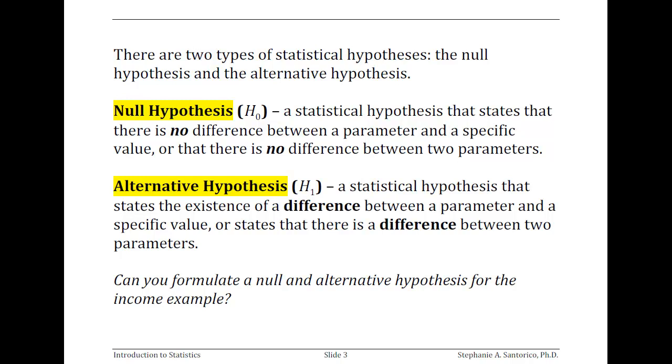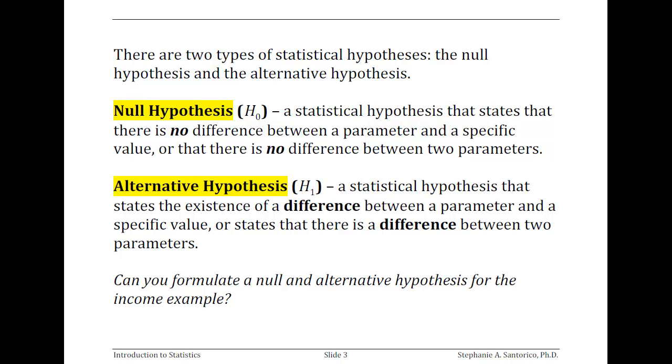And our alternative hypothesis is generally what we're setting out to prove. Most of the time, people are looking for there to be a difference. I mean, scientists are generally wanting to show there's some difference. It tends to be more interesting. So our alternative hypothesis is the one where we state that there is a difference. So alternative hypothesis is a statistical hypothesis that states the existence of a difference between a parameter and a specific value, or that there's a difference between two parameters.